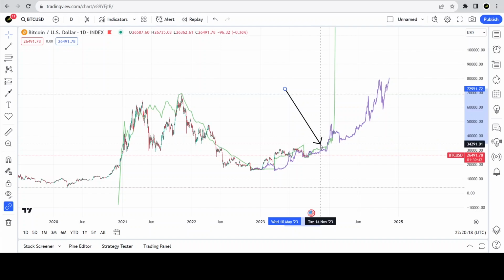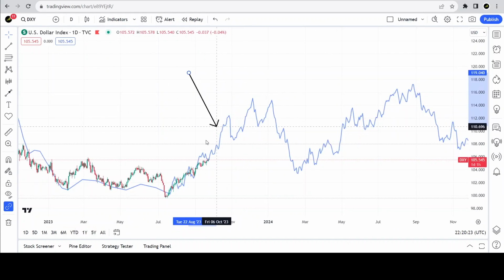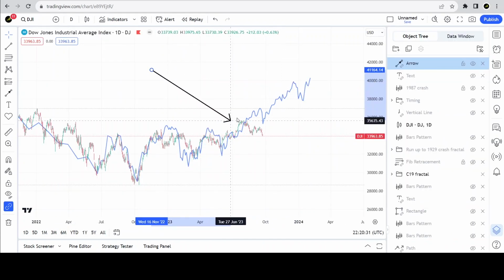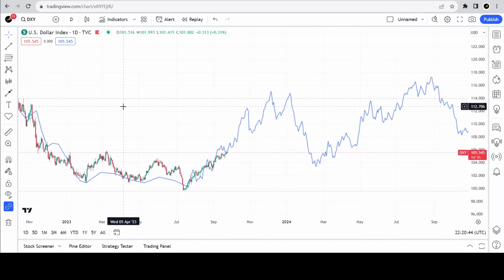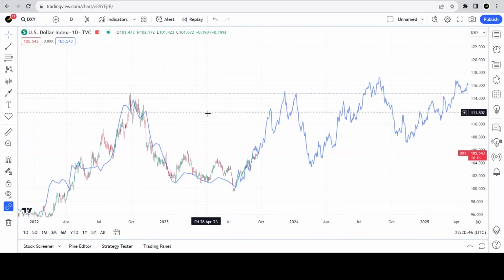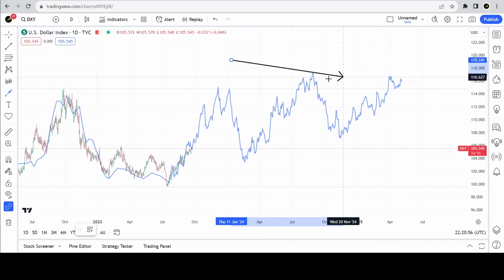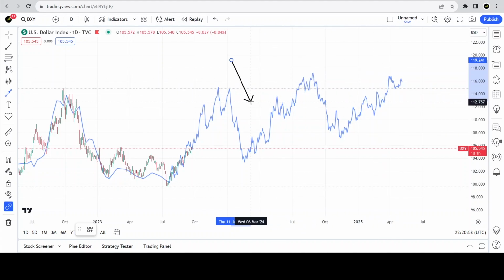Bitcoin is doing a similar thing. DXY is doing a similar thing. This is backed up by the fractal that the Dow Jones has been following. So, folks, I hope this sheds light on what the DXY will be doing. Now, these two peaks over here, this is something that likely will take place after the crypto bull run. We'll have to see how it plays out.